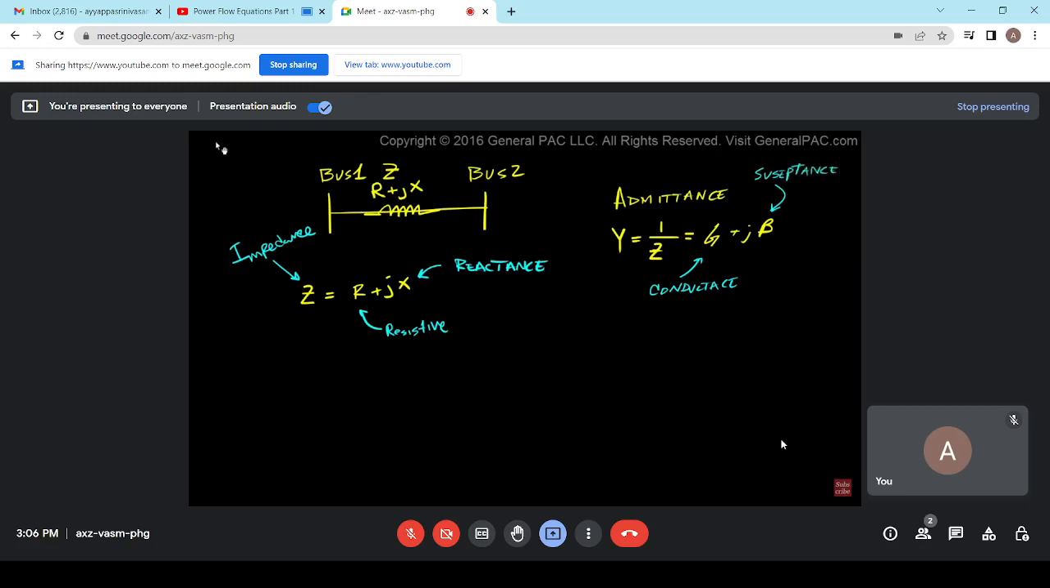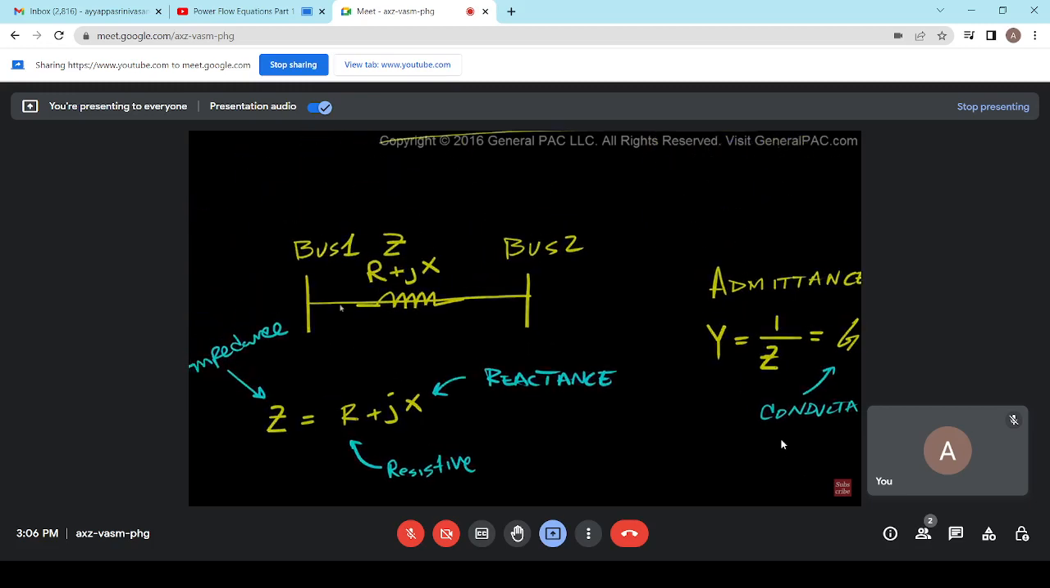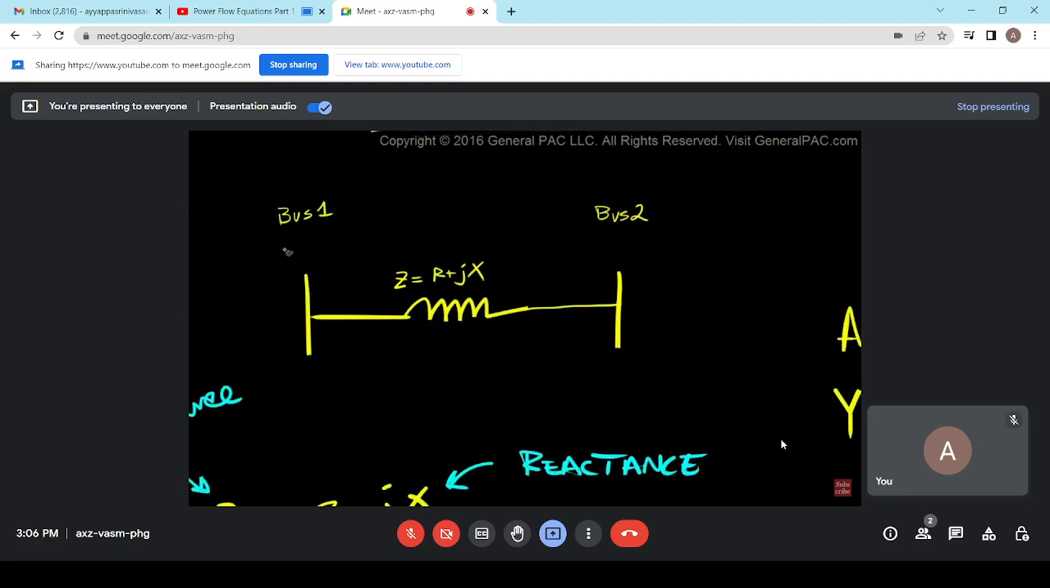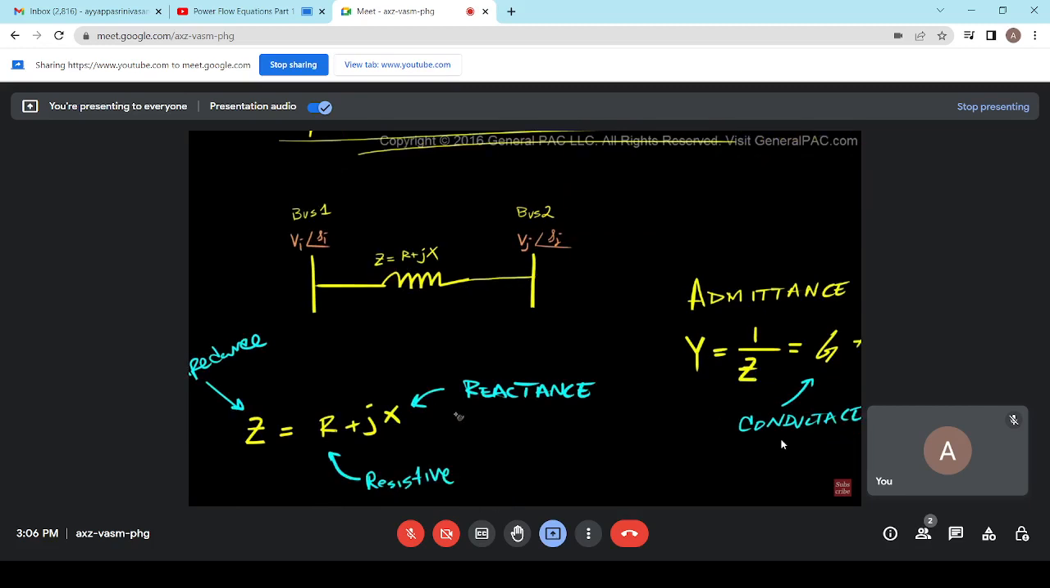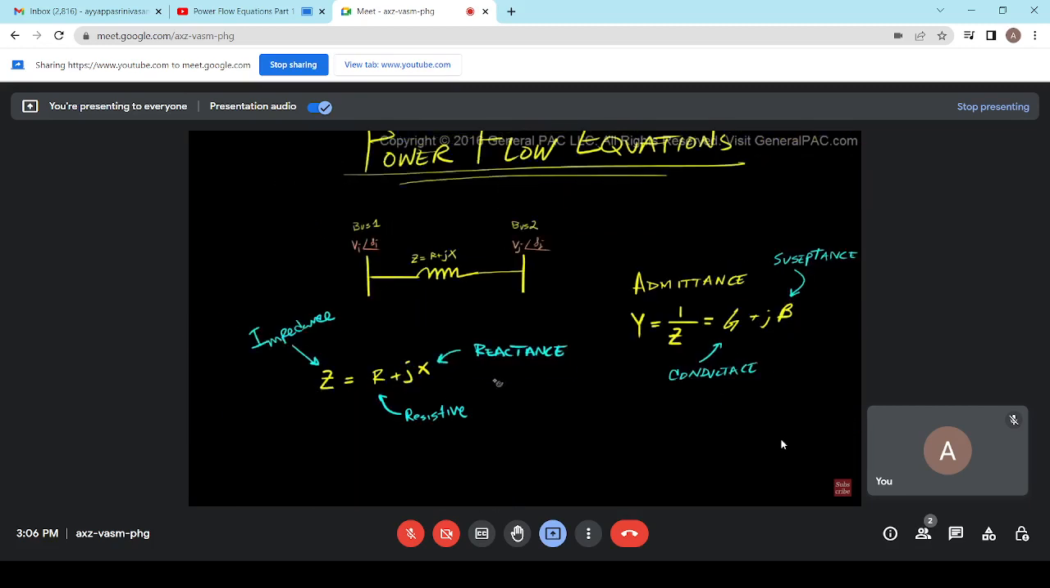Okay, so next let's talk about the voltages. So let's zoom in here. Okay, so the voltage on bus 1, we'll call it Vi, right? Don't mind the subscript for now, it's very important for later. So Vi at some angle theta i. And so the voltage on bus 2, we'll call that voltage Vj, okay? And then the angle of that voltage is theta j. So we have 2 different voltages, the voltage on bus 1 and the voltage on bus 2.